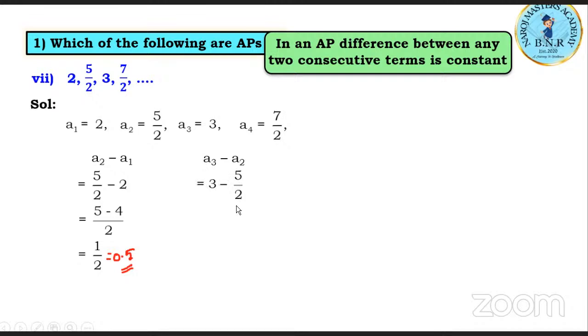A2 is 5 by 2. So 3 2s are 6, 6 minus 5 by 2. Is it right? Yes. So here the LCM is 2 and here it is 3 into 2 minus 5. 3 2s are 6 minus 5 by 2.